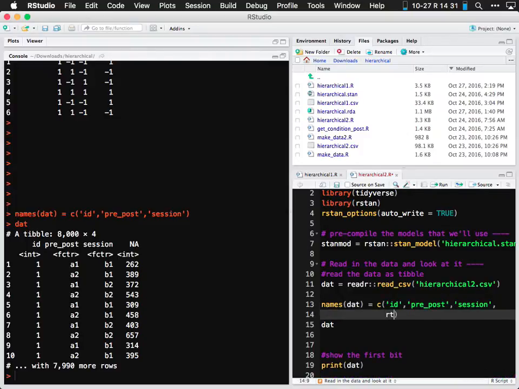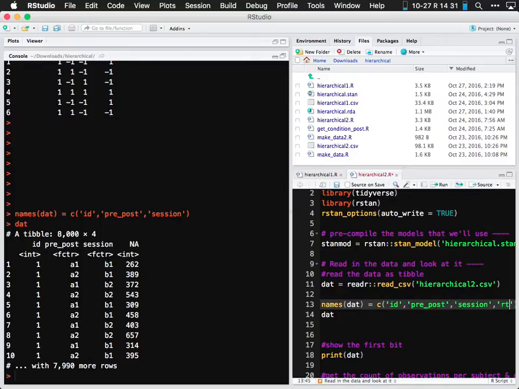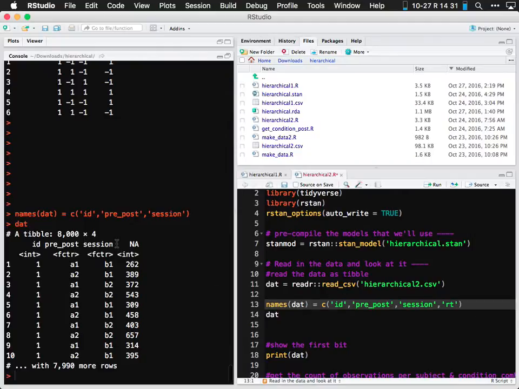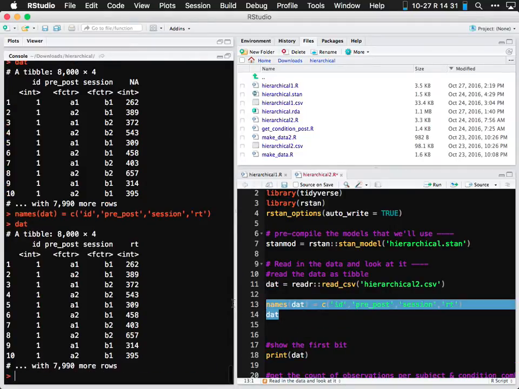So what's our question in this experiment? I just realized that the header for the last column was left off. It needs to be ID, pre-post, session, and RT. And now we've got a header. Okay, so what is the question for this data set?